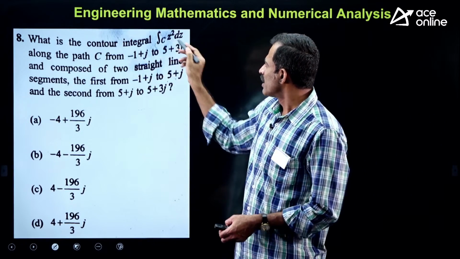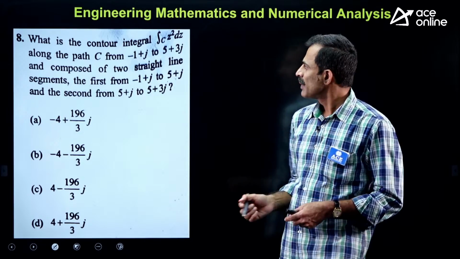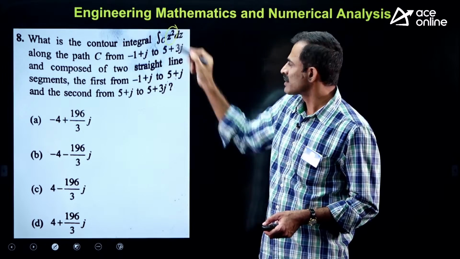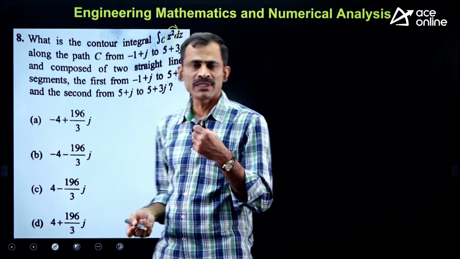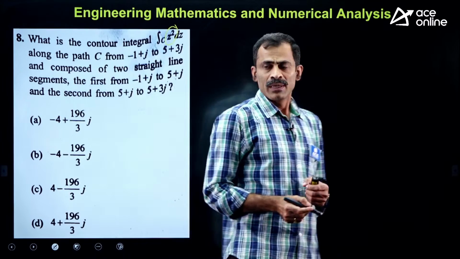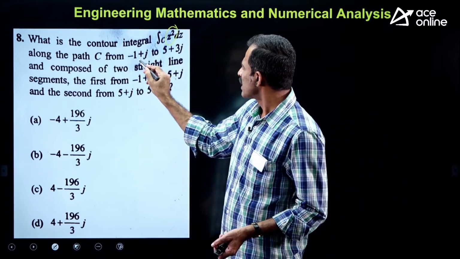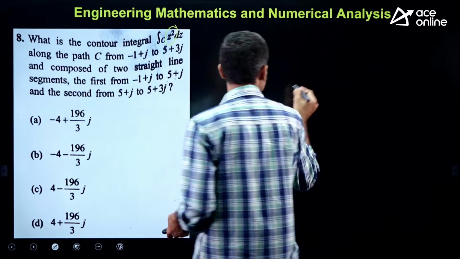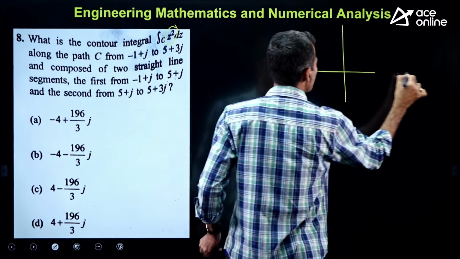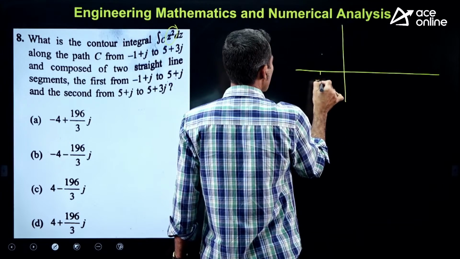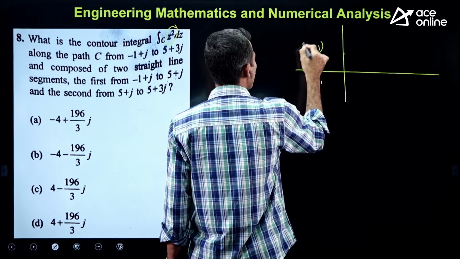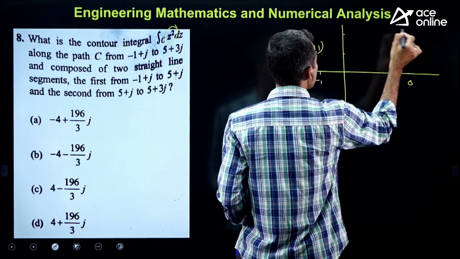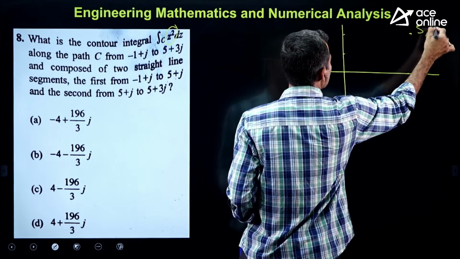What is the contour integral? It is a question from complex integration. We are asked to find the integral of z square dz, where the function z square is an analytic function, and the path is from minus 1 plus j to 5 plus 3j. Minus 1 plus 1, this is the point minus 1 comma 1, and the other point is 5 comma 3.